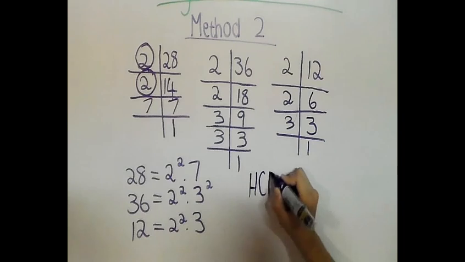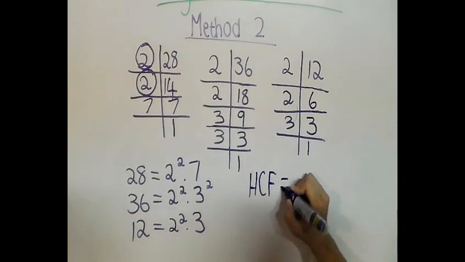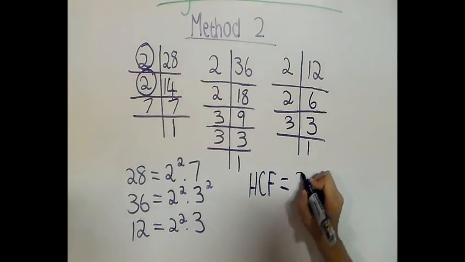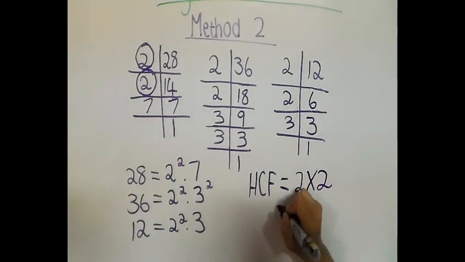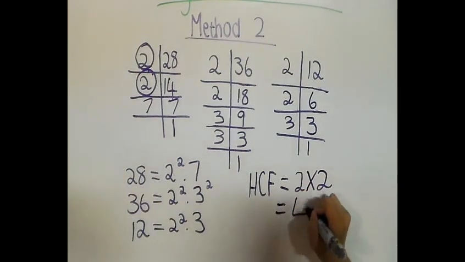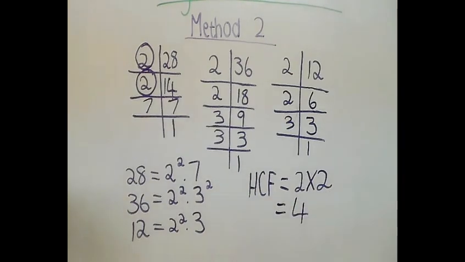So now we have to write it out. So we are going to say that the HCF equals 2 times 2, which is 4. So the highest common factor of those three numbers is 4.